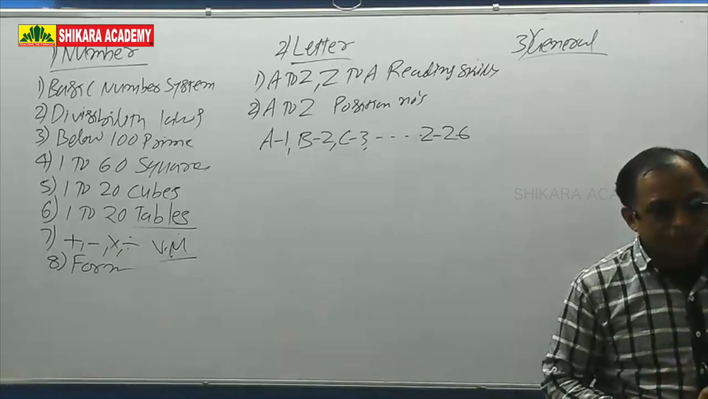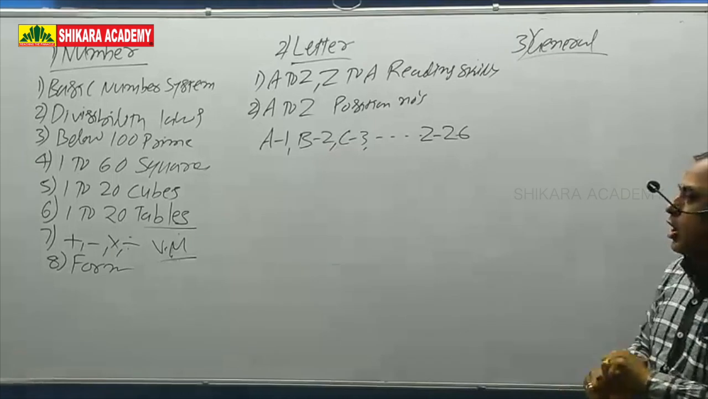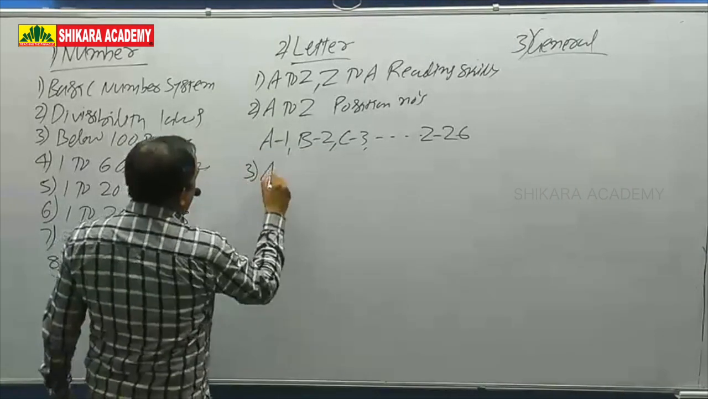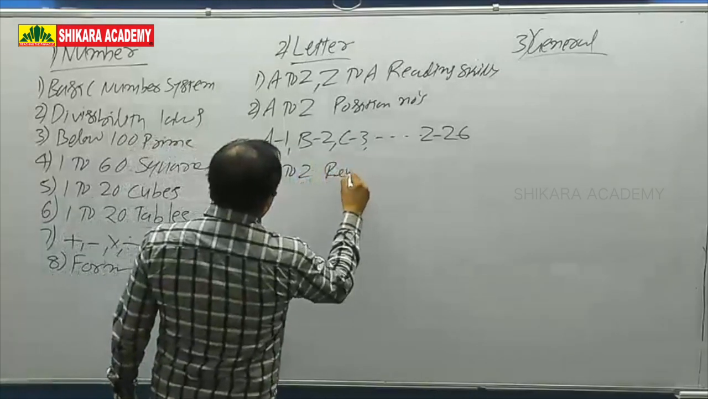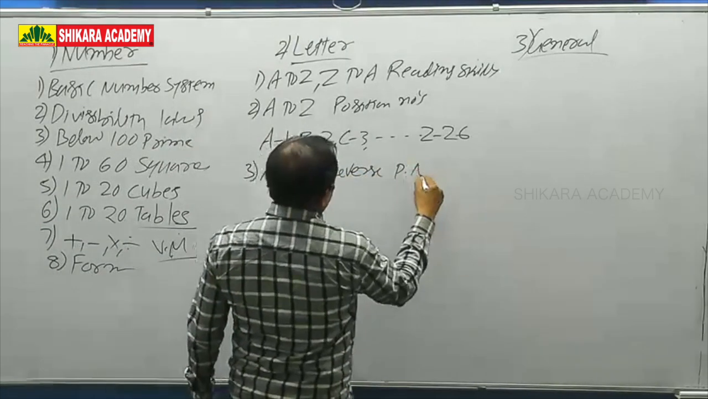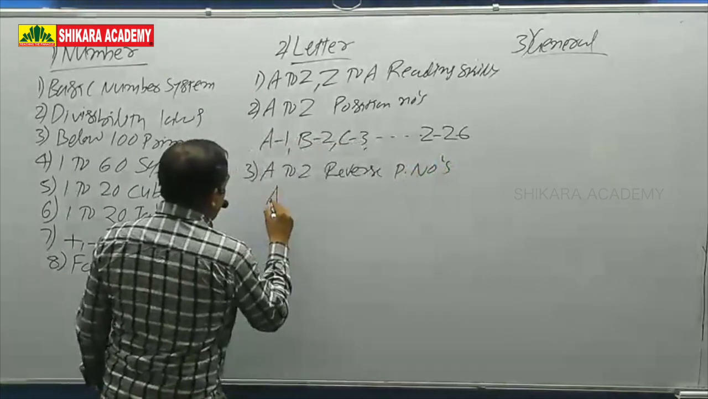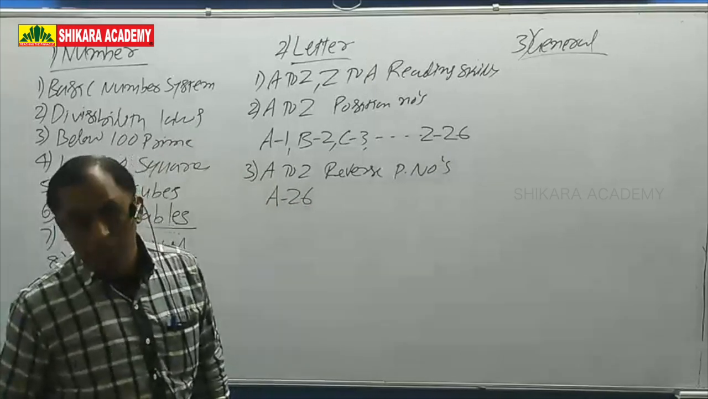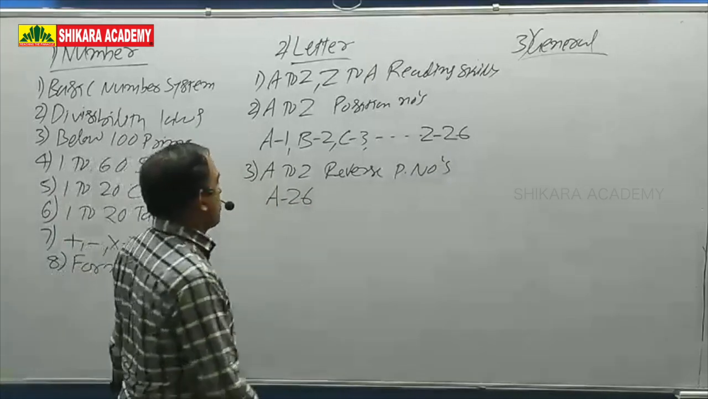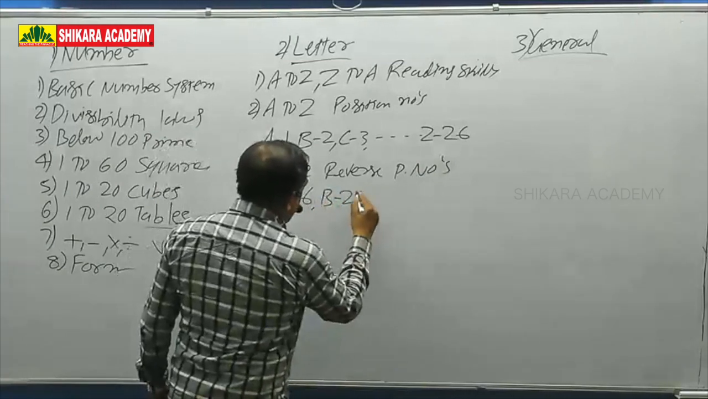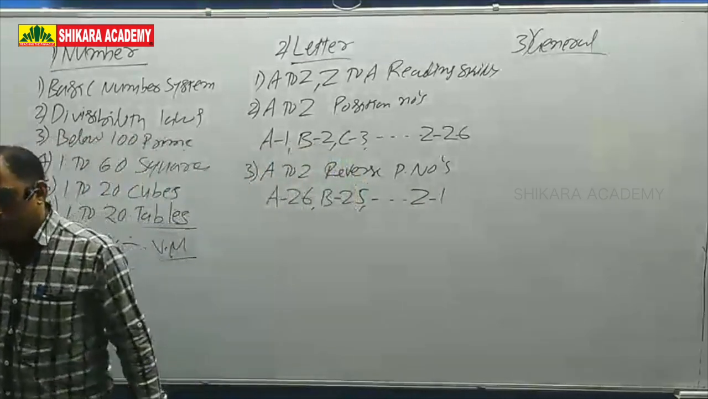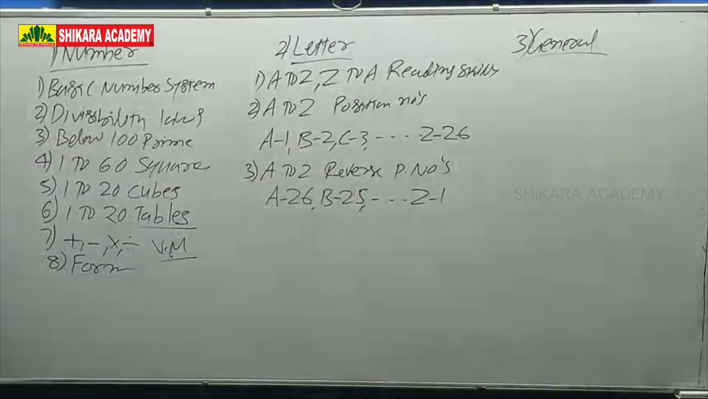Next one is the third point. What is the third point? A to Z alphabets reverse position numbers. What is reverse position number? A is the 26th letter from last. Therefore, A's reverse position is 26. B is the 25th letter from last. B reverse position is 25. Z is the first letter from last. Z reverse position is 1.